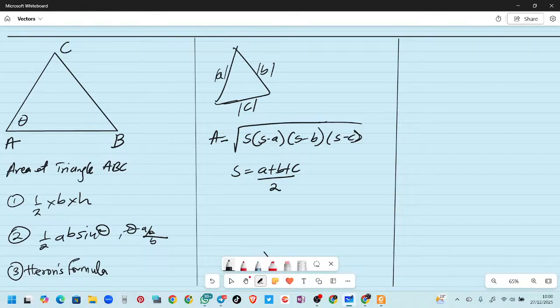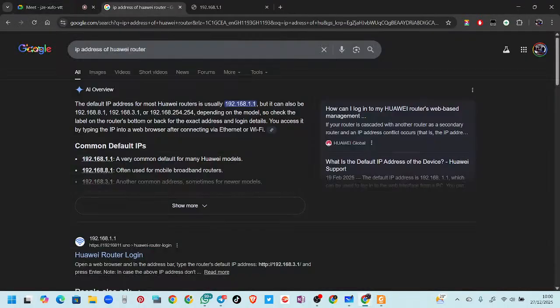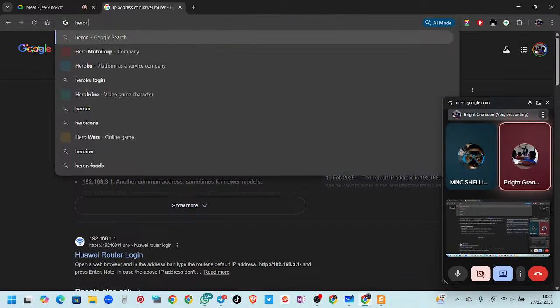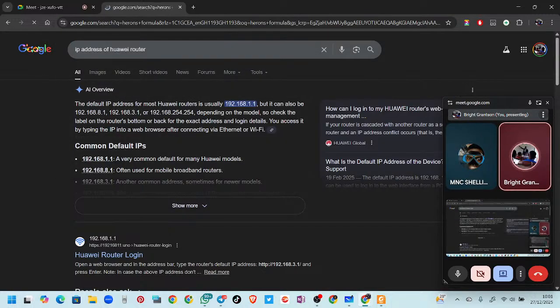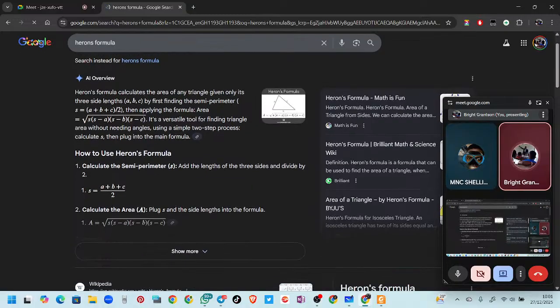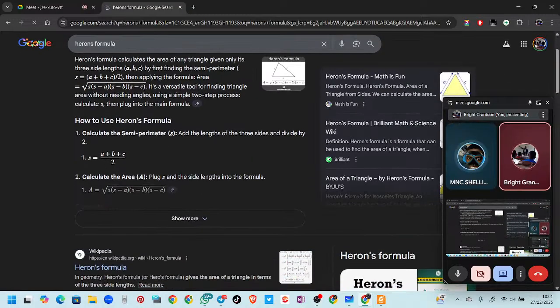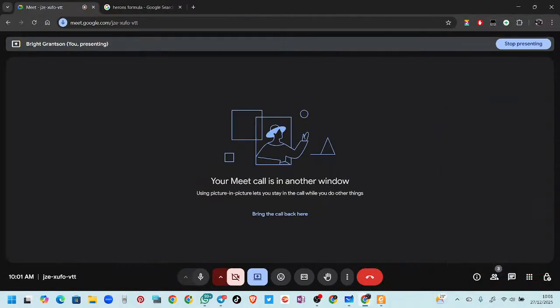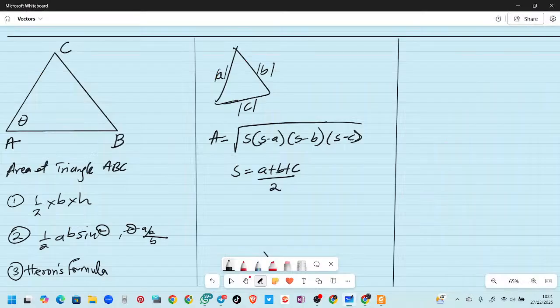Have you seen this before? Yes, that's Heron's formula. Let me see if I can get you this. So that's it. Root of S, S minus A, S minus B, S minus C, where S is A plus B plus C all over 2. So when you find yourself struggling somewhere, these are the three types of area of triangle formulas that you can use. Are we okay?